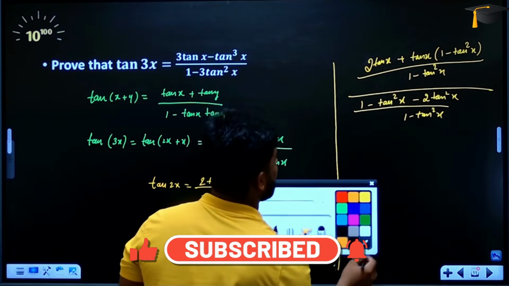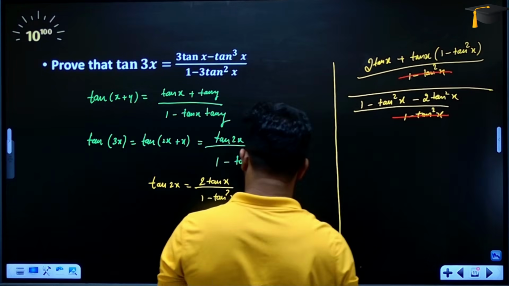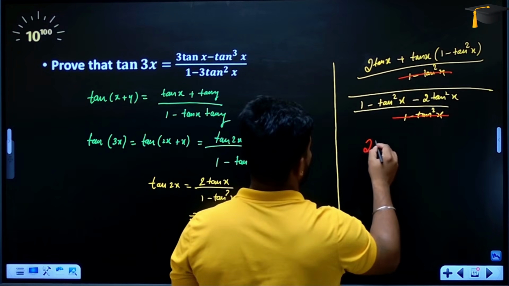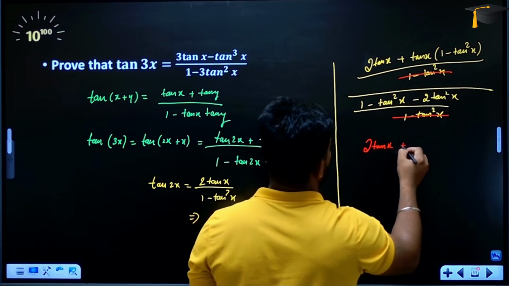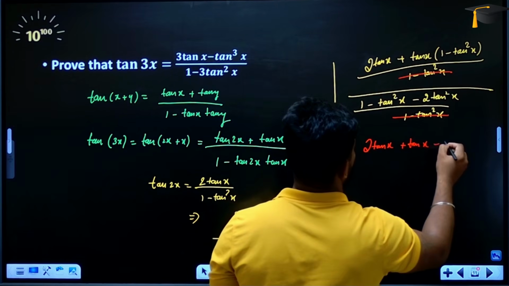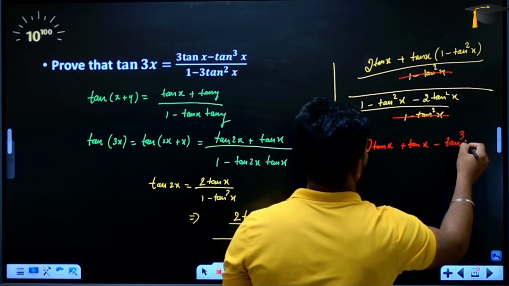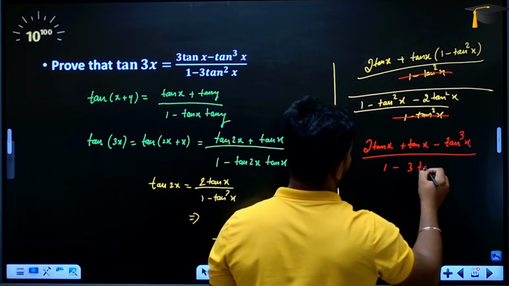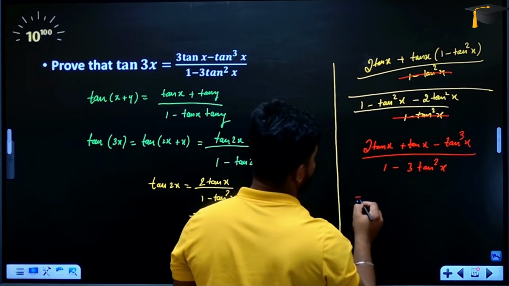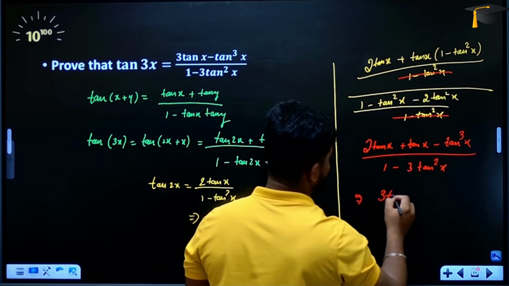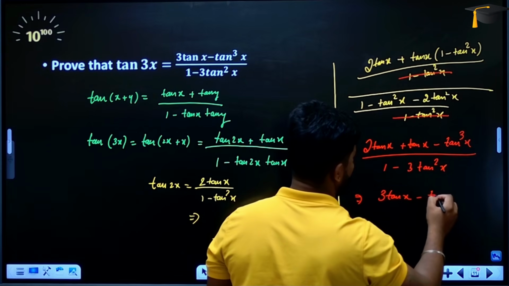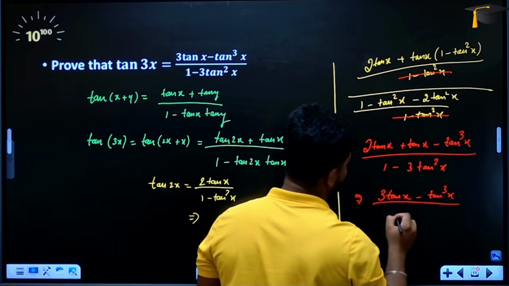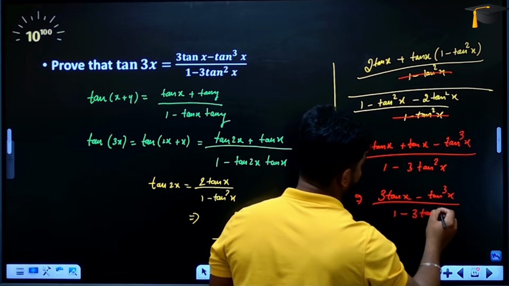Okay, now the denominator cancels. So write what is left. That is 2 tan x plus tan x minus tan cube x whole divided by 1 minus 3 tan square x. Correct? 1 minus 3 tan square x. So 2 tan x plus tan x, that is 3 tan x minus tan cube x divided by 1 minus 3 tan square x, kids.